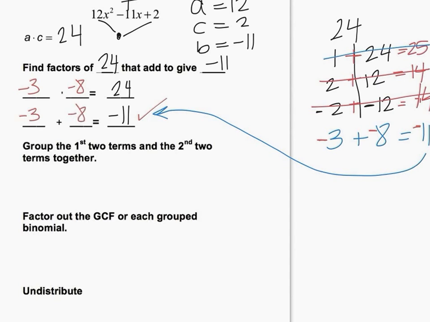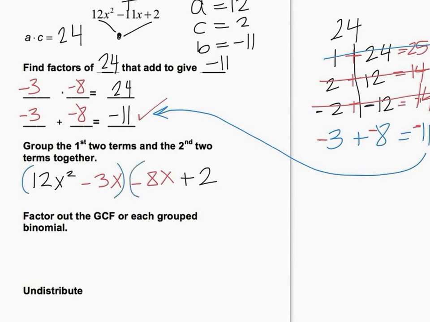So I found the two numbers. Now what do I do after that? I copy the first term down. I split the middle term into those two numbers. So instead of negative 11x, I need to write negative 3x minus 8x. And I copy the constant down. That's called the grouping method, okay? Because now what I'm going to do is group the first two together and the last two together and try to find the GCF and factor the GCF out for each of those two.